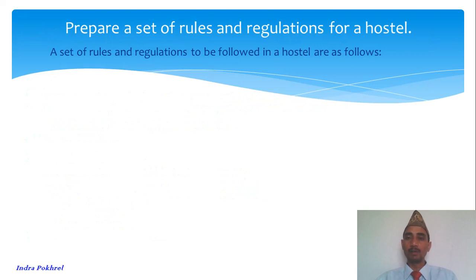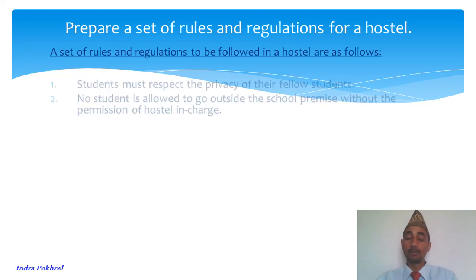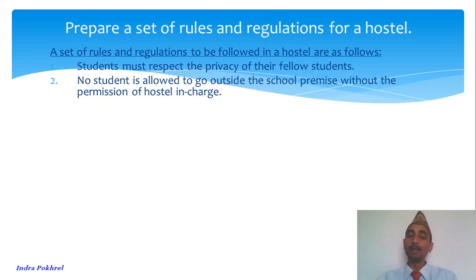Okay, so let's have a look at one simple answer. The set of rules and regulations for hostel. So this involves the same thing that we have talked about. First of all, you can begin the set of rules and regulations with this kind of sentence: A set of rules and regulations to be followed in a hostel are as follows. Or you can also write in this way: the following are the set of rules and regulations to be followed in a hostel. So next, you can present the set of rules and regulations by giving numerals.